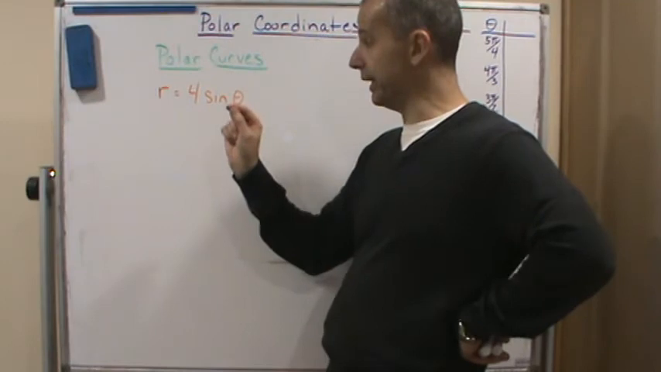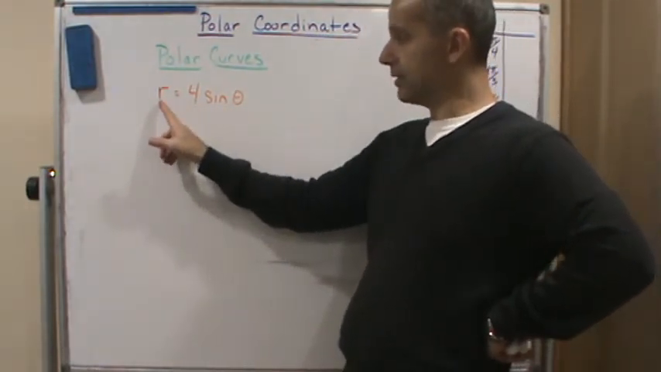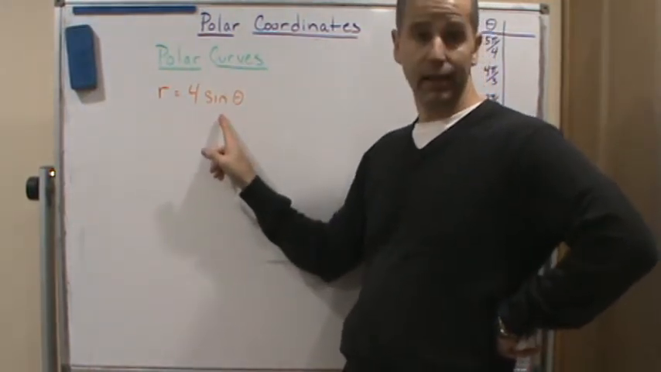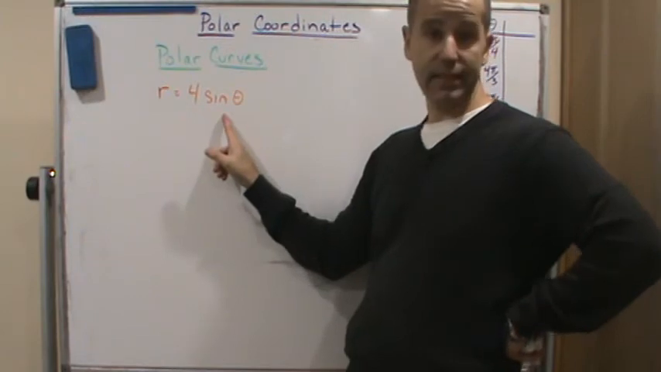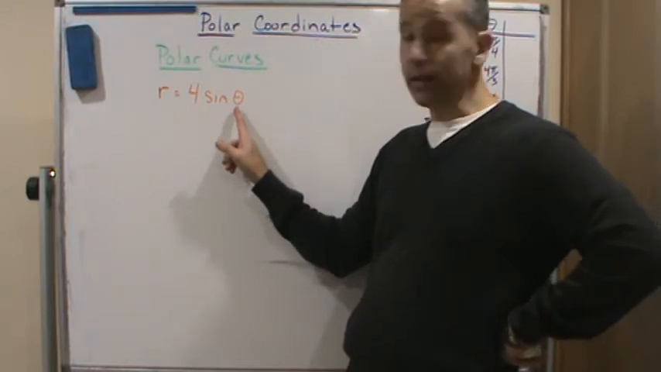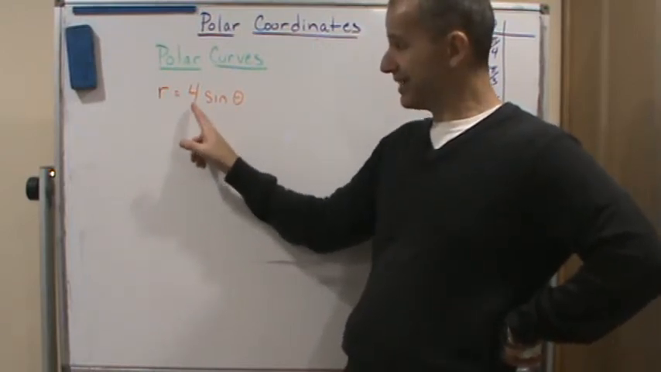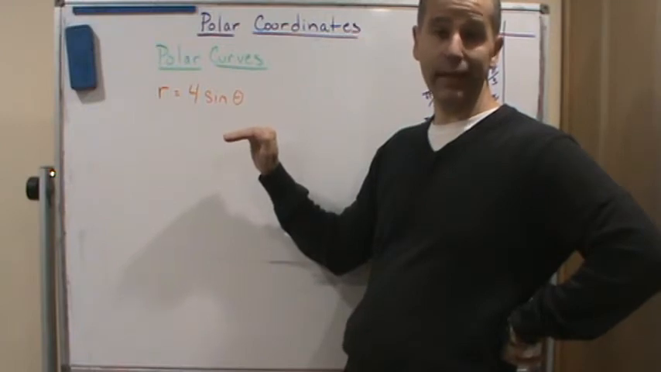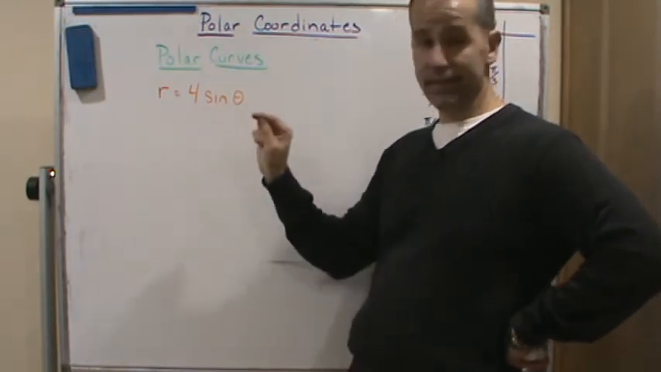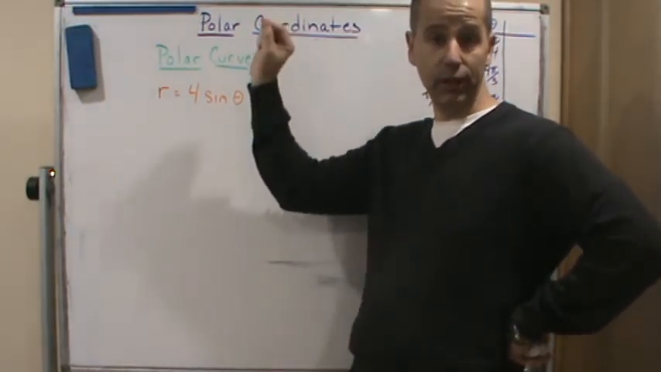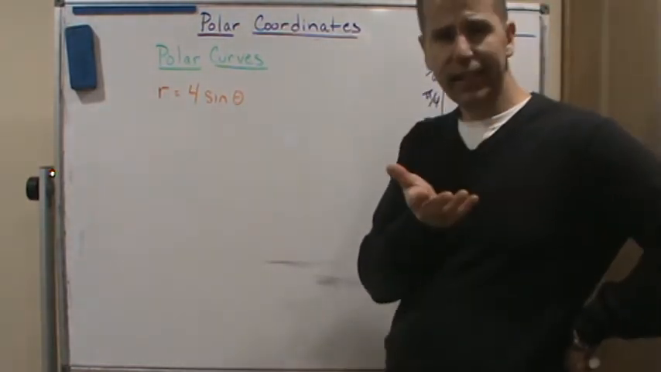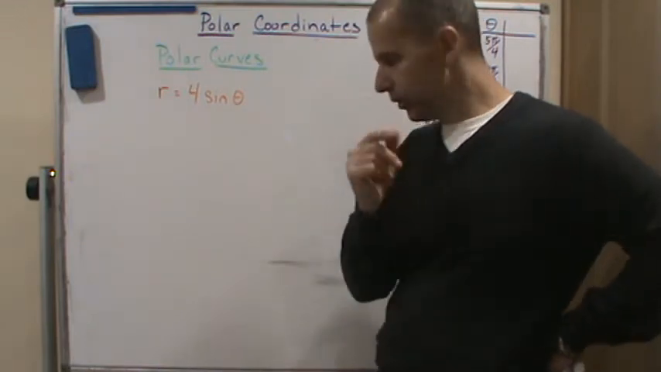It's going to be going between what? Remember, what's the largest that sine will be? 1. What's the smallest that sine will be? -1. And it'll be 0. So the radius is going to fluctuate between 4 and -4, but it's going to go through 0. So the radius is what's going to be changing as you go from 0 to 2 pi. That's going to give us an interesting sort of picture, I think. So let's see what happens.